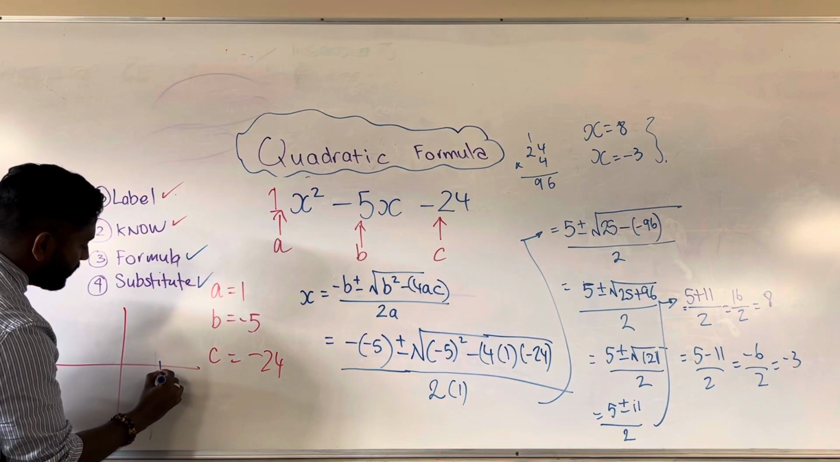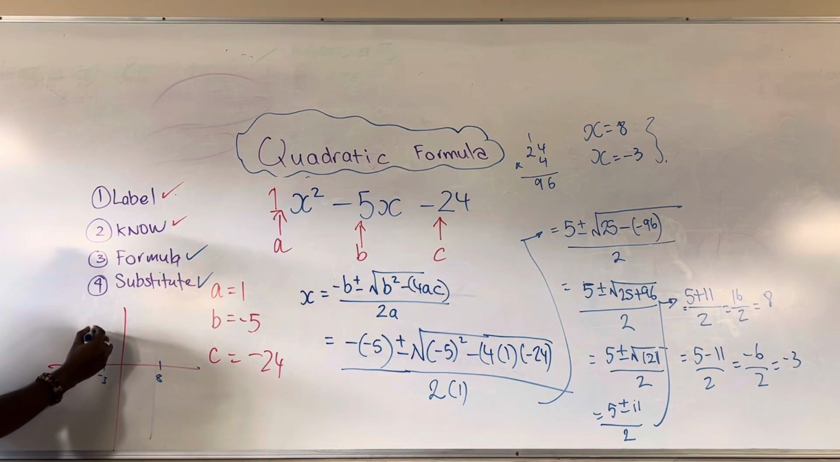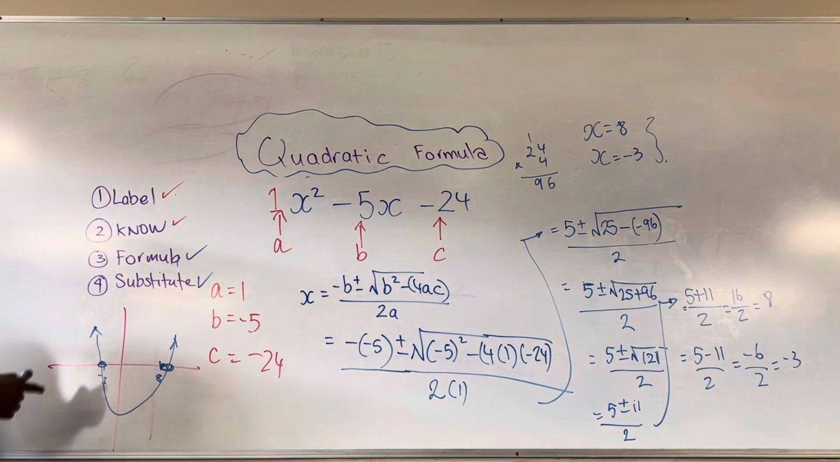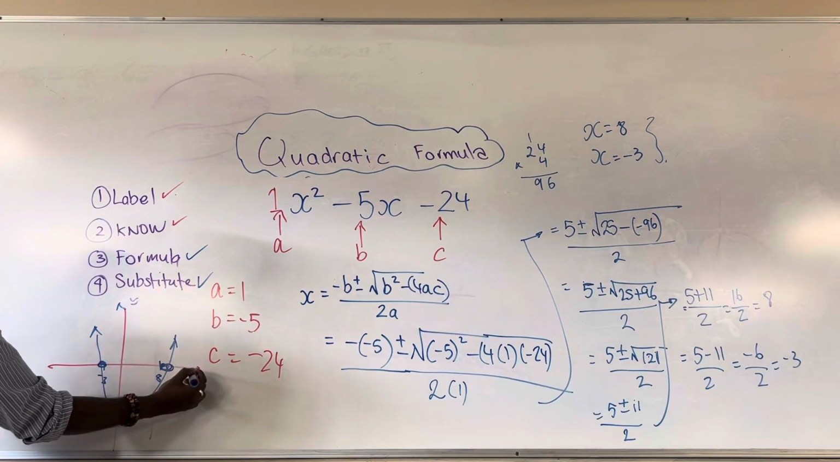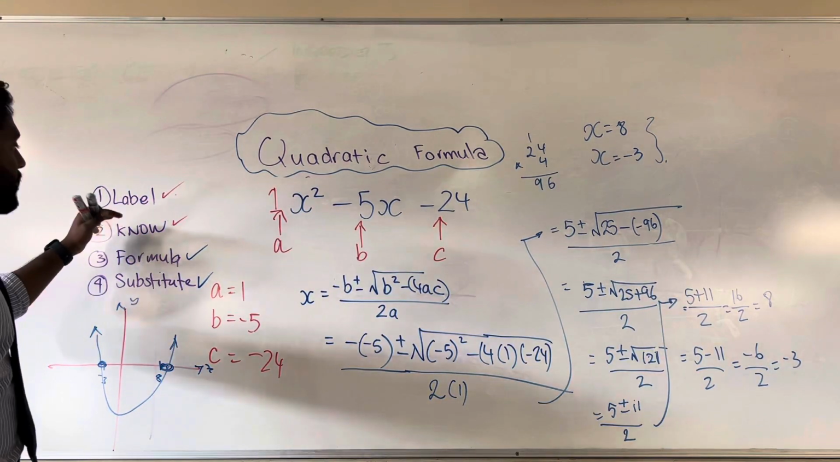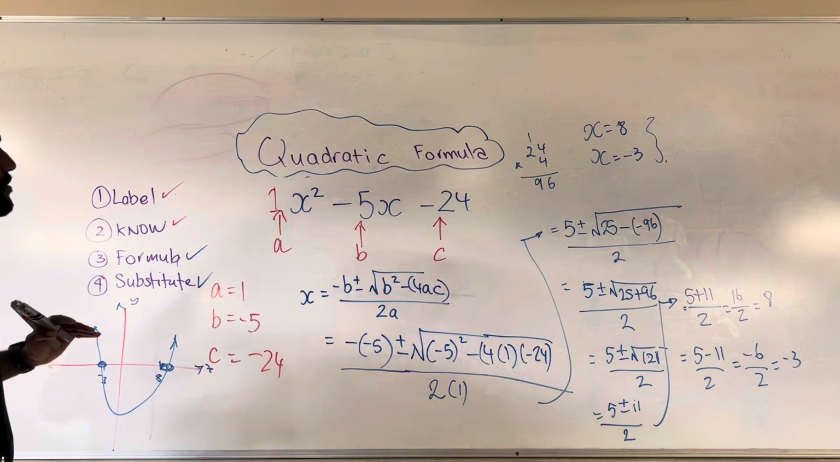So essentially, what that means is the graph is going to go through x is 8 and x is -3. Not an accurate sketch, but essentially it's going through x is equal to 8 and x is equal to -3 on our graph there. That's what it looks like graphically. But to solve it, use the 4 steps: label, write down what you know, the formula, and then substitution.